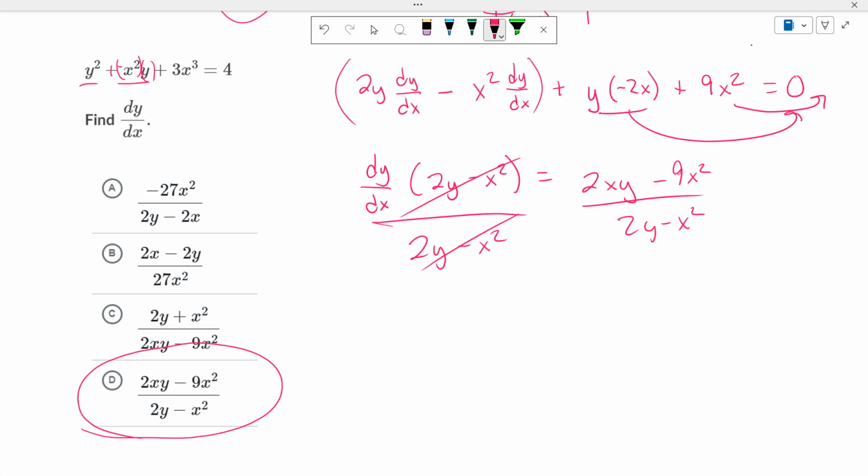Okay. Implicit differentiation. Hugely important in AP Calc. You'll never pass the AP Calc test if you don't understand implicit differentiation. Okay? We'll see it a lot.